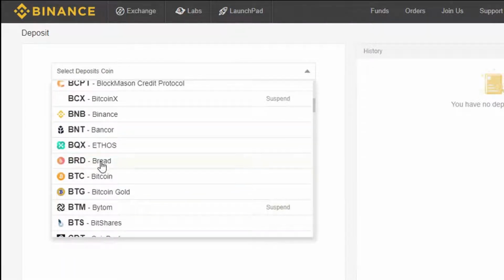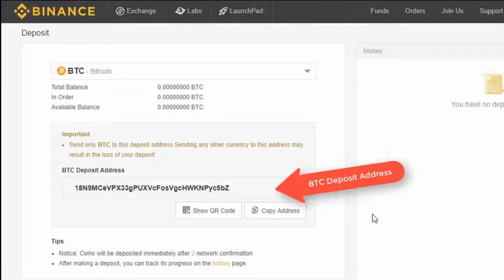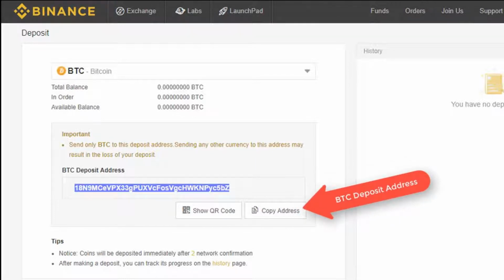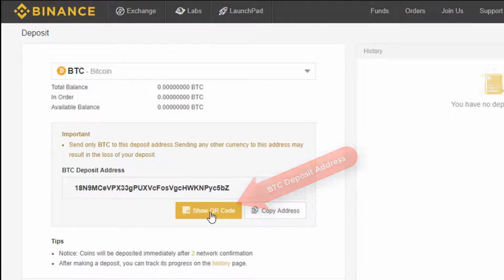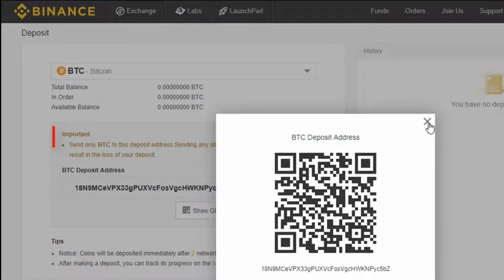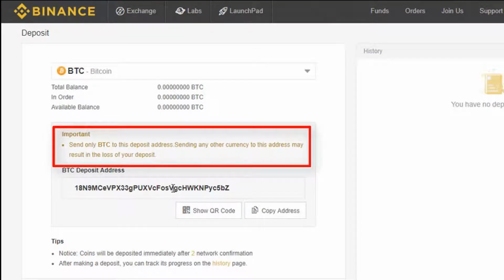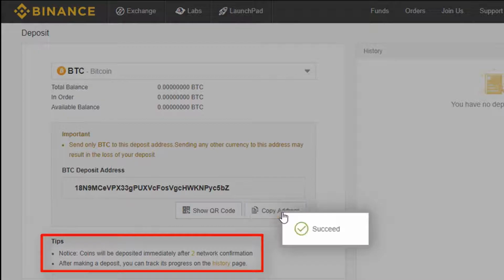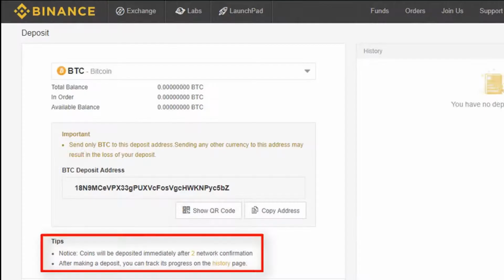Notice that Binance immediately prepares a Bitcoin deposit address for you. You can either swipe and copy it, or click copy address, or show the QR code if you're using a smartphone. Notice the warning about accuracy, and the tips below about how quickly your coins will be deposited. I will go ahead and deposit some Bitcoin here.